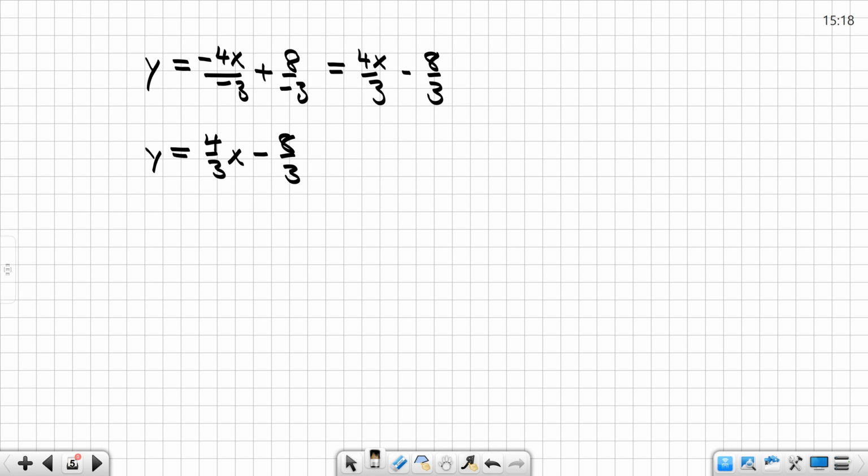Now, this is what we call the slope-intercept form. Y is equal to mx plus b, b being the y-intercept and m being the slope. And this is going to be the most interesting one for us.